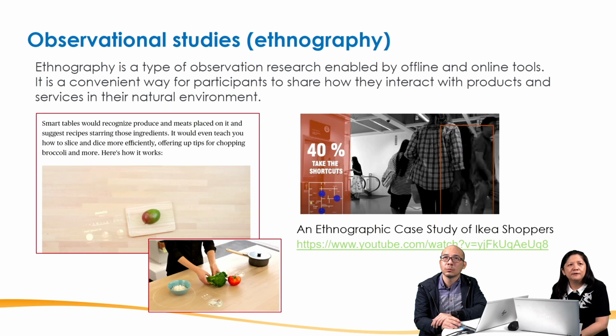Take, for example, the smart table on the left-hand side. This is an invention by IKEA which would recognize products and meat placed on it, and the smart table can suggest recipes with these ingredients. It can even teach you how to slice and dice more efficiently, offering tips for chopping broccoli and more. Okay, so let's watch a video on ethnography of IKEA shoppers.